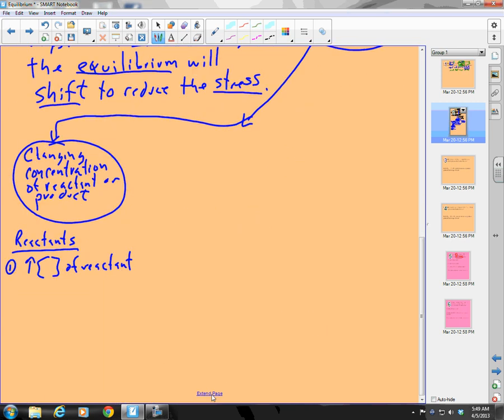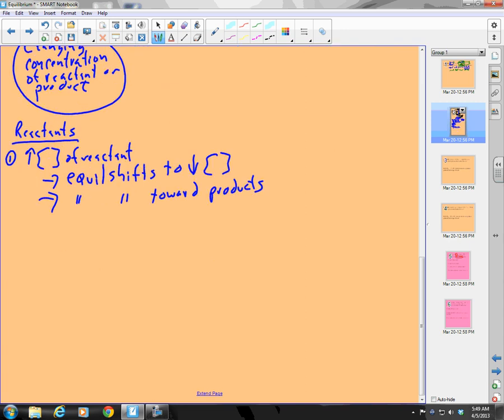Good. What's going to happen? Equilibrium shifts to reduce that concentration, meaning equilibrium shifts toward products. Got it? Good. Now, what's going to be the opposite thing that can happen here with the reactants? I can reduce the concentration of a reactant.